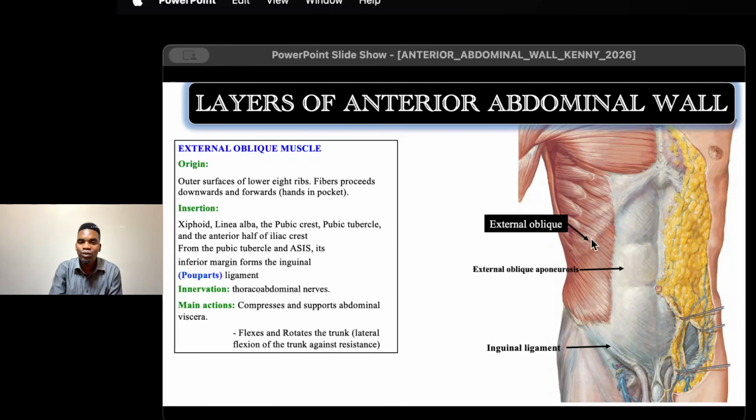This is why it's called the oblique. But it's external because we have the internal oblique abdominis. This is the external oblique abdominis here. What's the origin of the external oblique abdominis? It arises from the lateral surface of the lower 8 ribs. That means from rib number 5 to rib number 12.